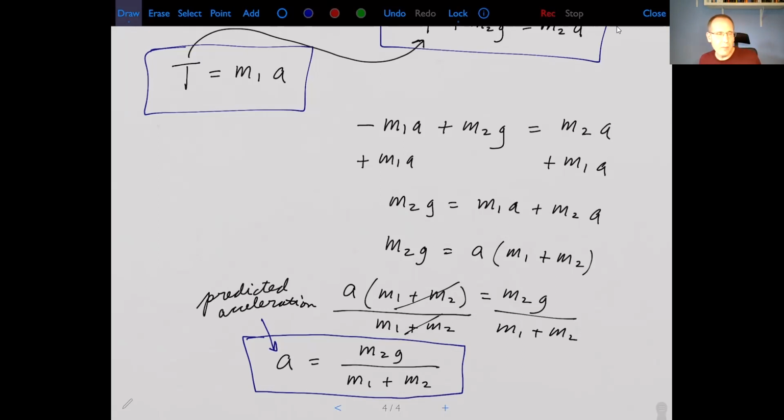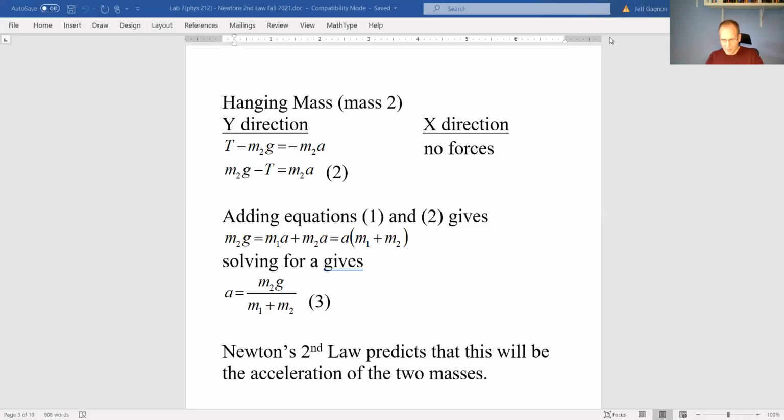Okay, so now we're sort of verifying Newton's second law, right? Because we're going to compare the values that we got from here, the predicted, to what we got experimentally by measuring it directly with a smart timer. So let me go back to the handout. Okay, so again, we now have our predicted acceleration. It's M2 times G divided by M1 plus M2.